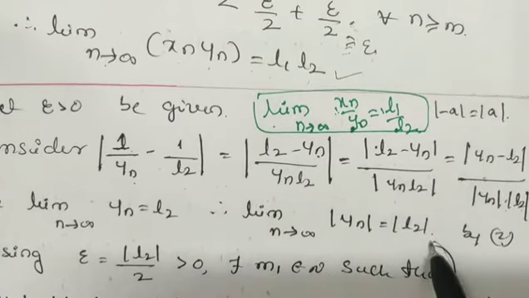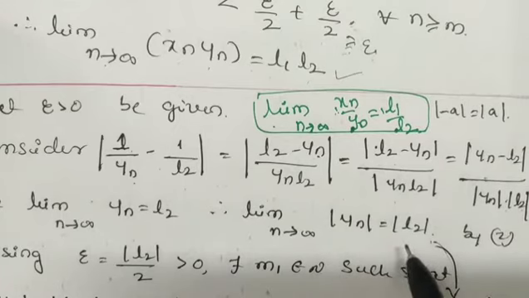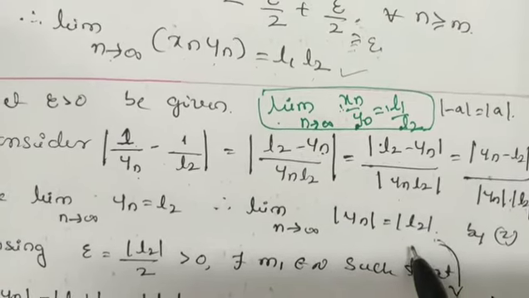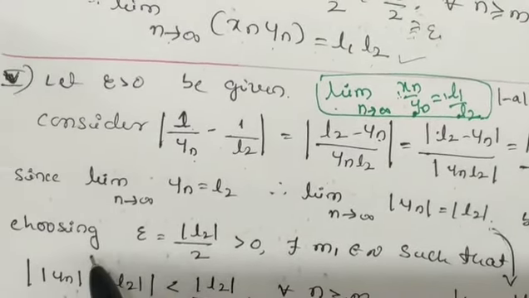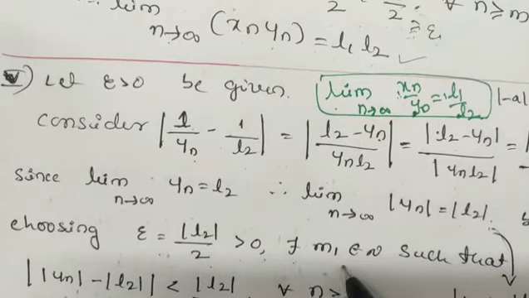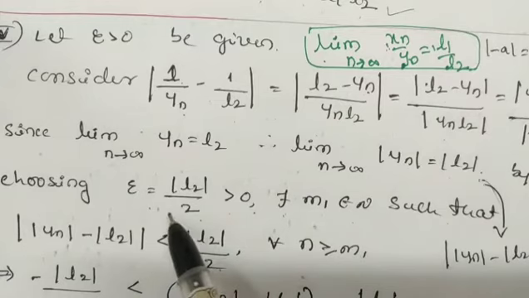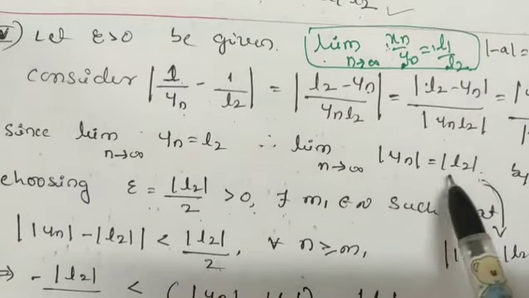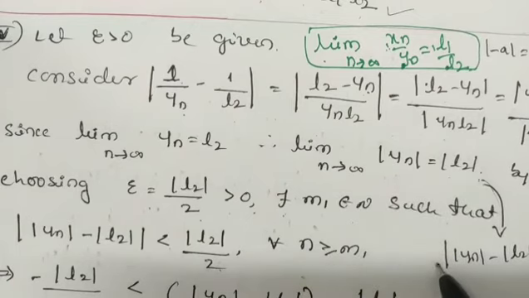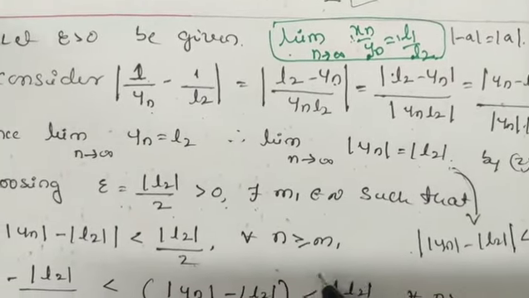This we studied in the second theorem: if the limit as n tends to infinity of xn is equal to L1, then the limit as n tends to infinity of mod xn is mod L1. So we can take this by the second theorem. Now choose epsilon equal to mod L2 divided by 2, which is greater than 0. There exists m1 belonging to N such that mod of mod yn minus mod L2 is less than mod L2 divided by 2, by the definition, since epsilon is nothing but mod L2 divided by 2, for all n greater than or equal to m.